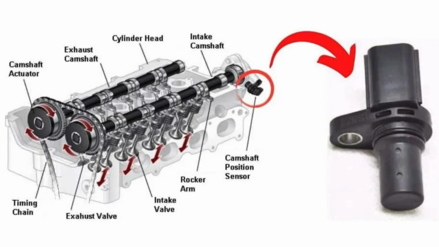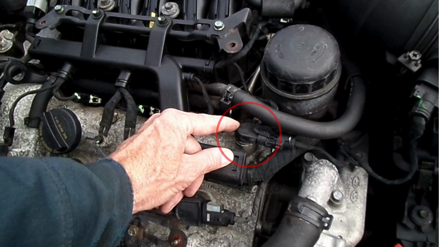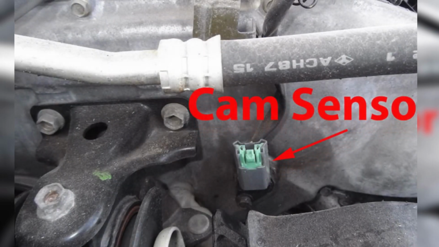Now, where exactly is the P0344 sensor located? The camshaft position sensor, responsible for triggering the P0344 code, is usually positioned close to the camshaft. Its exact location can vary depending on your vehicle's make and model, but you'll typically find it either on the valve cover or directly in the cylinder head.